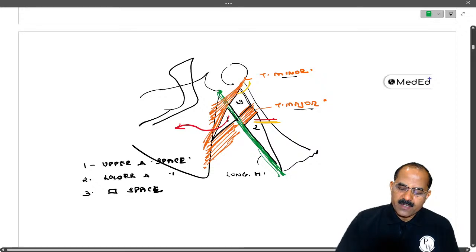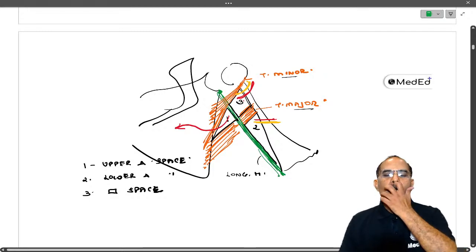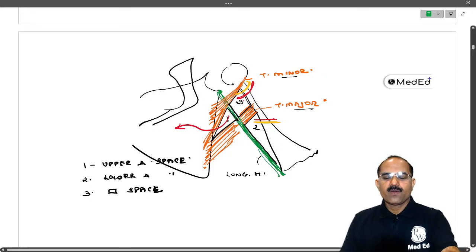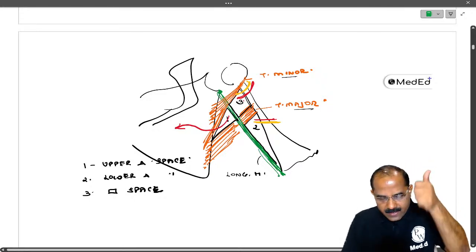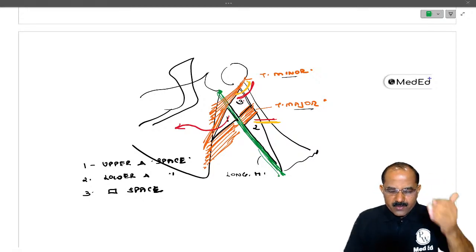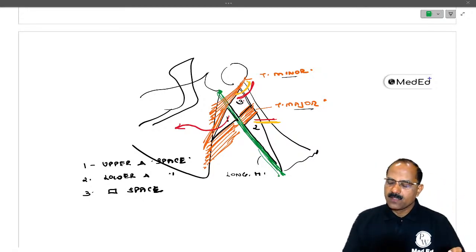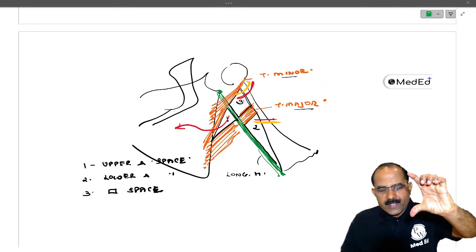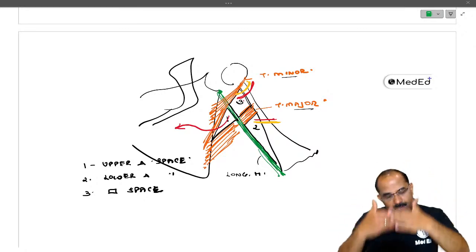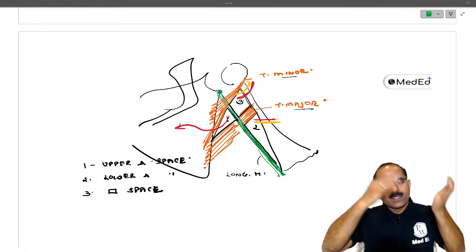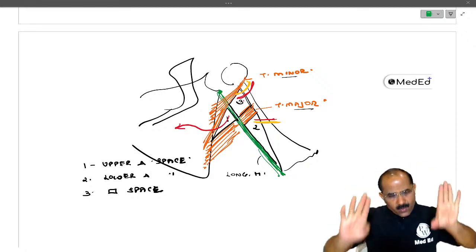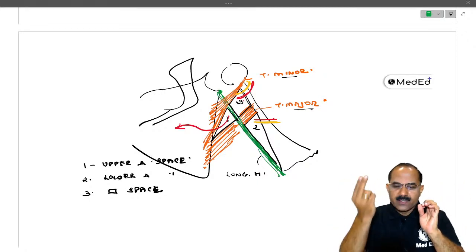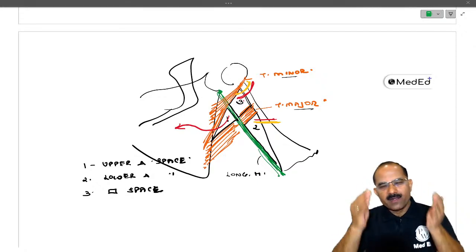And what is number 3? Tell me the contents of number 3. Yes, number 3 is the axillary nerve and the posterior circumflex humeral artery. So the contents of the upper triangular space are the circumflex scapular artery; the lower triangular space, the radial nerve and the profunda brachii artery; and the quadrangular space, the axillary nerve and the posterior circumflex humeral artery.